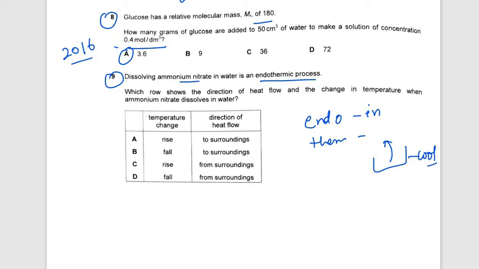And exo means out, so exothermic means energy is going out. So here which option is correct? The temperature will decrease, so a fall in temperature, and the direction of heat flow is from the surroundings, right? So it is going from the surroundings, that's why there is a cooling effect. So option D is correct.